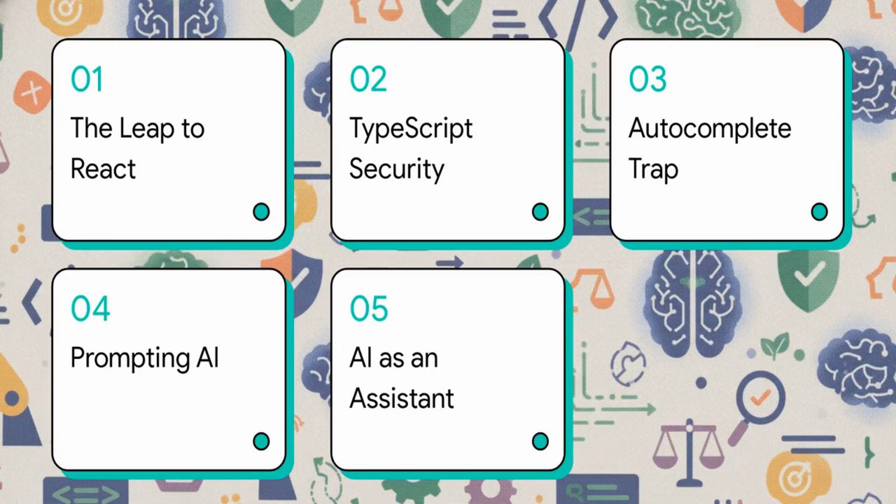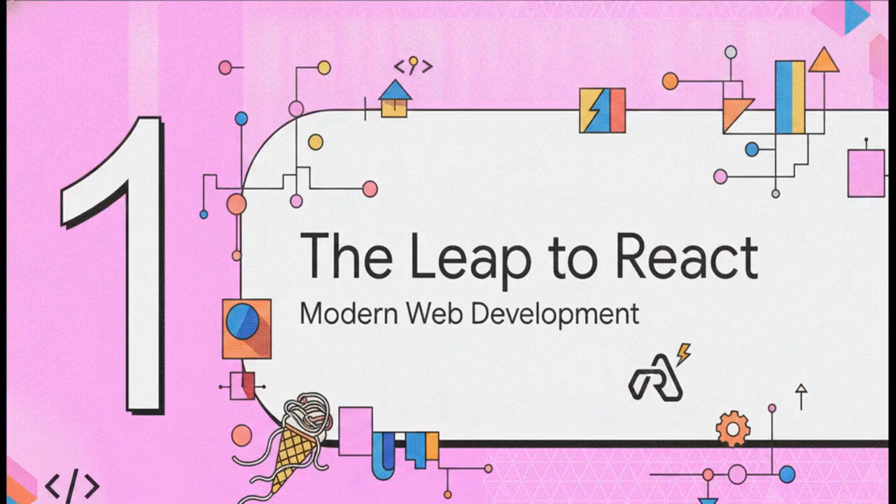So here is our quick roadmap for today. 1. The leap to React. 2. The security of TypeScript. 3. The autocomplete trap. 4. Prompting, or how to actually talk to AI. And 5. Using AI as an assistant. Starting off with Section 1, the leap to React.